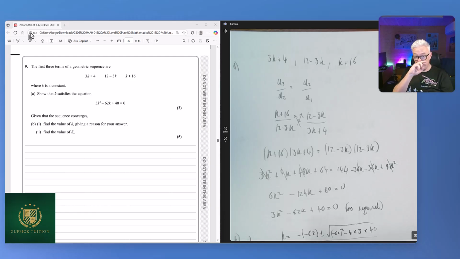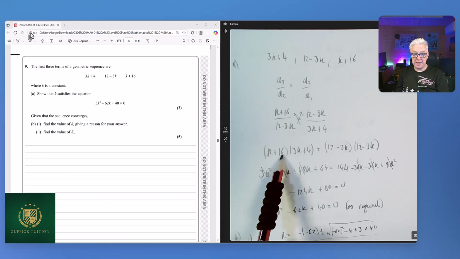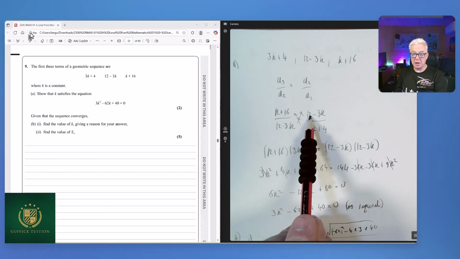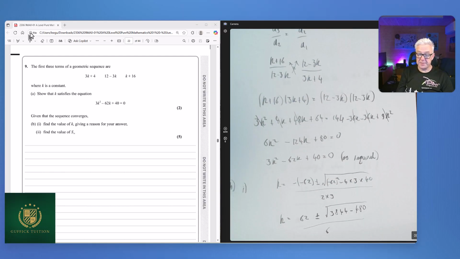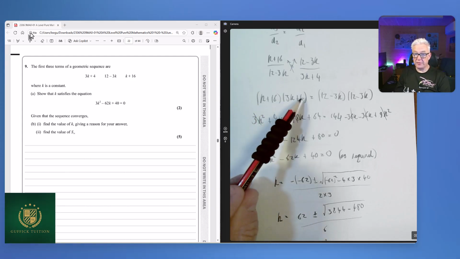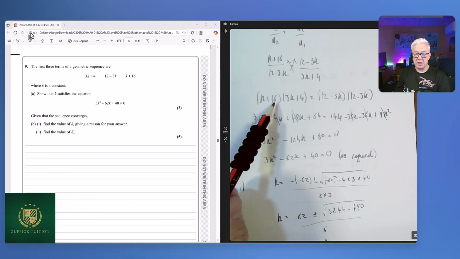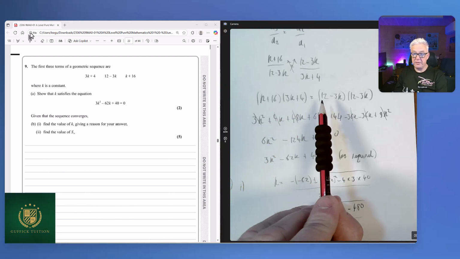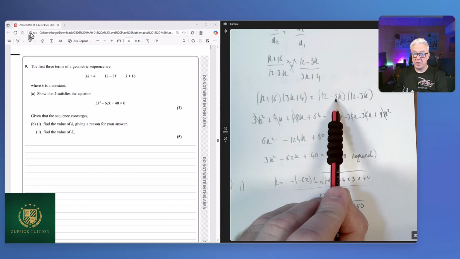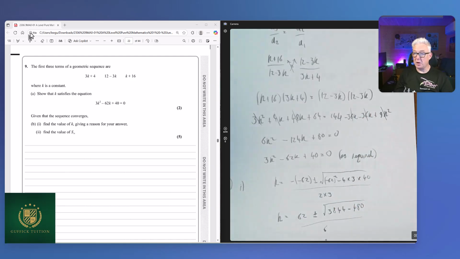So I've written that down here and I've cross multiplied, giving me (k + 16) times (3k + 4) is equal to (12 - 3k) times (12 - 3k). When we expand our brackets, we get k times 3k is 3k², k times 4 is 4k, 16 times 3k is 48k, and 16 times 4 is 64. Over here we have 12 times 12 is 144, 12 times -3k is -36k, -3k times 12 is -36k, and -3k times -3k is +9k².